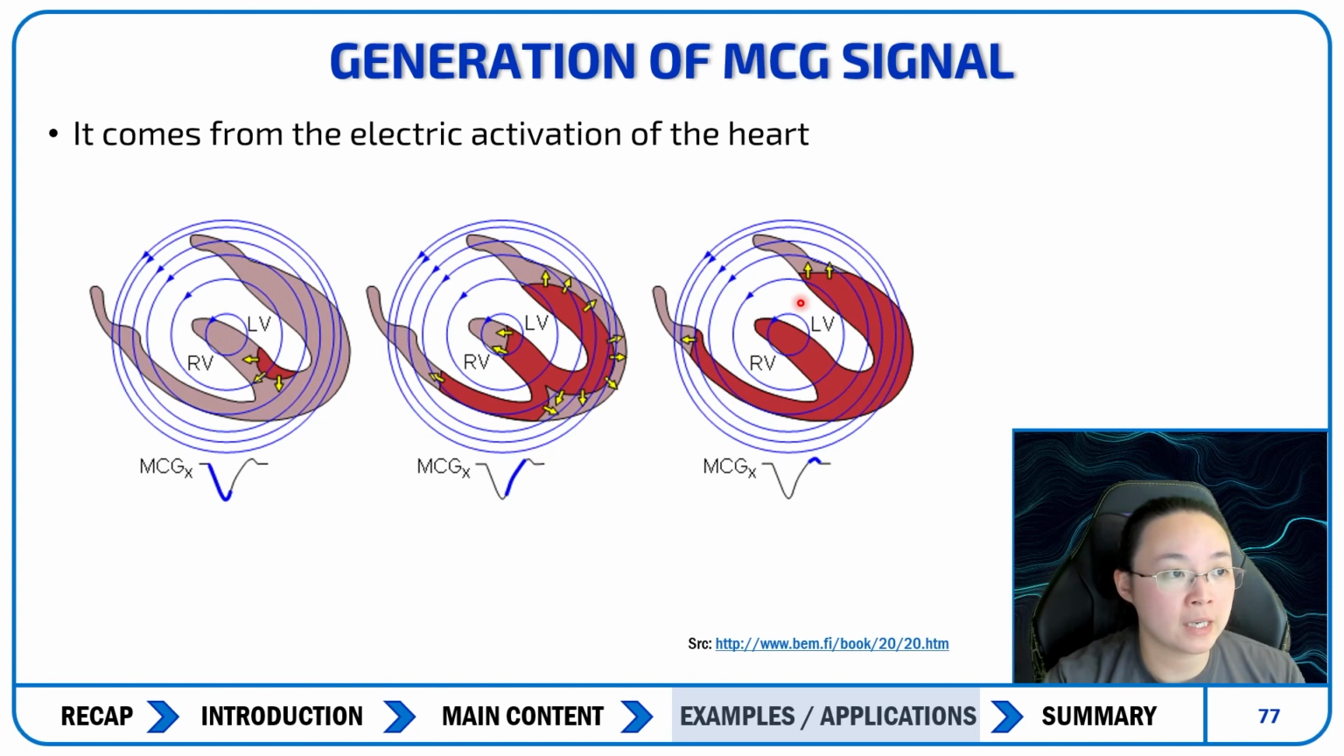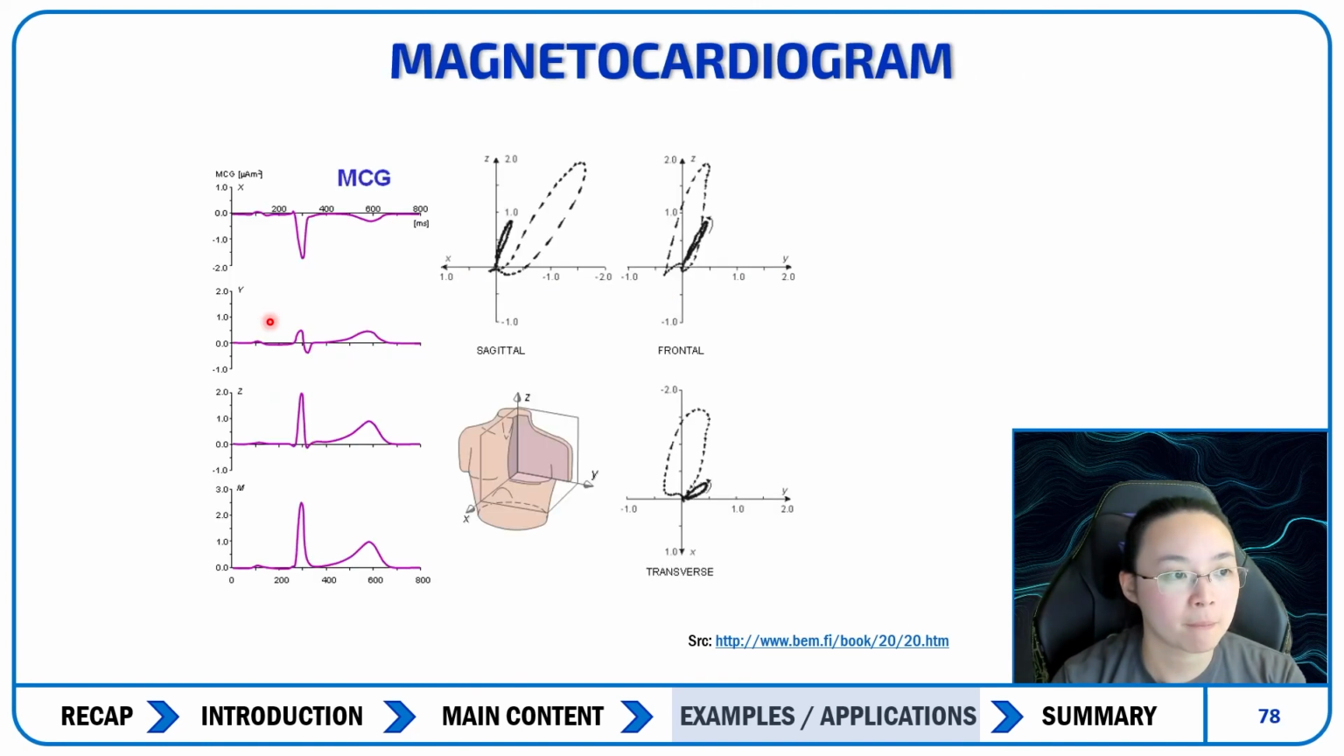Here's also a generation of the MCG signal. It's a schematic illustration of how the X component, so we see it's only the X component here, is generated within the MCG signal. So we take a look at the current that's going, and the current is then going to induce a magnetic field, and then it's going to respond to the applied external magnetic field as well.